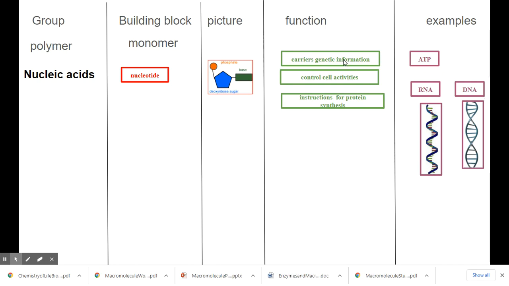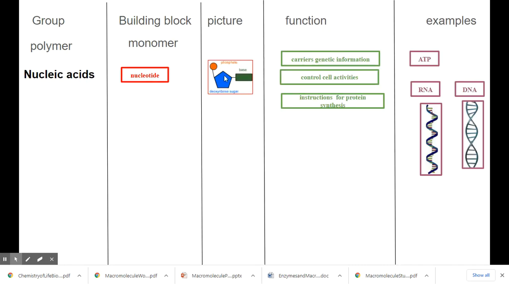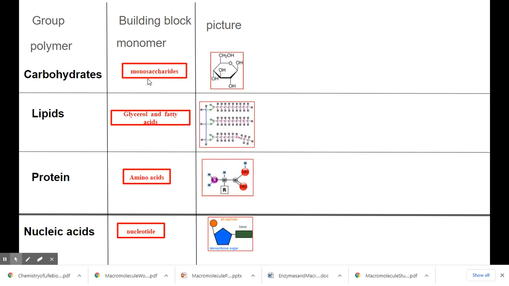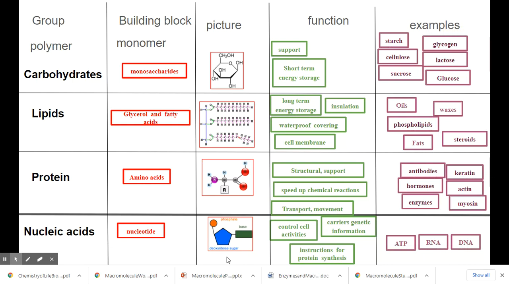They're responsible for carrying genetic information, controlling cell activities, and instructions for protein synthesis. This is a building block here. These are the nucleotides that make up DNA and RNA. And then again, their building blocks are nucleotides. We can look at all of the building blocks together and all of the pictures to compare them. And we can also compare their functions and examples.